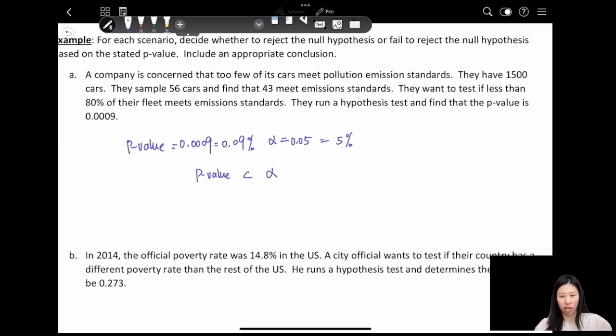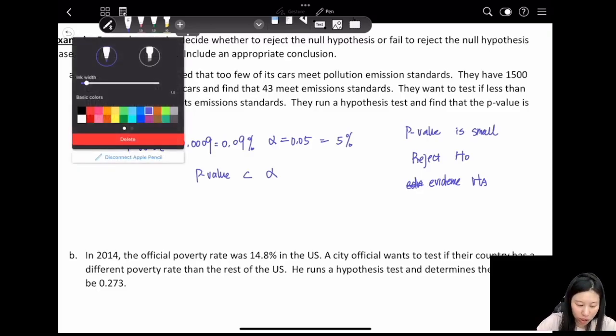So how do we state that? We need to include three pieces of information. First, the p-value, which is small. The second is that, since it's small, we need to reject our null hypothesis. And then we also need to state that there's evidence for our alternative hypothesis.